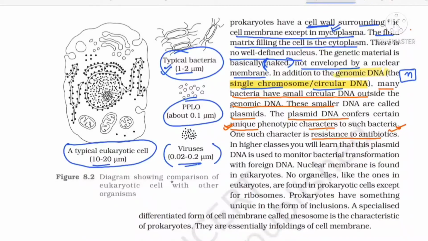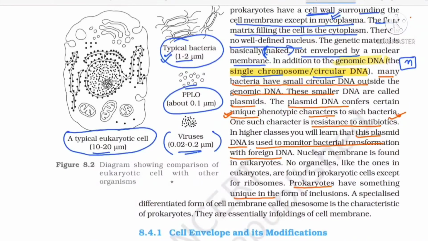If you remember in the biotech chapter, if recombinant DNA is given to the bacteria and the bacteria has taken it, we will say the bacteria is transformed. So this plasmid DNA is used to monitor bacterial transformation with foreign DNA, whether the bacteria has taken the recombinant DNA or not. Is it clear?